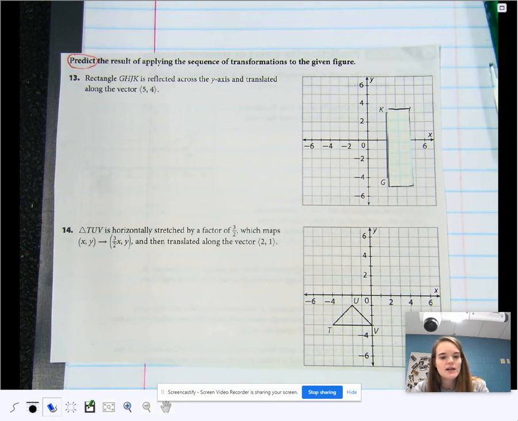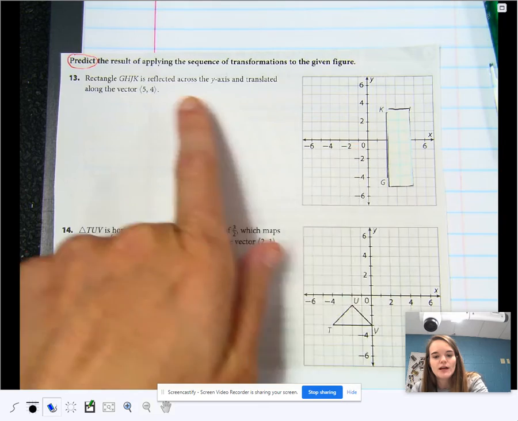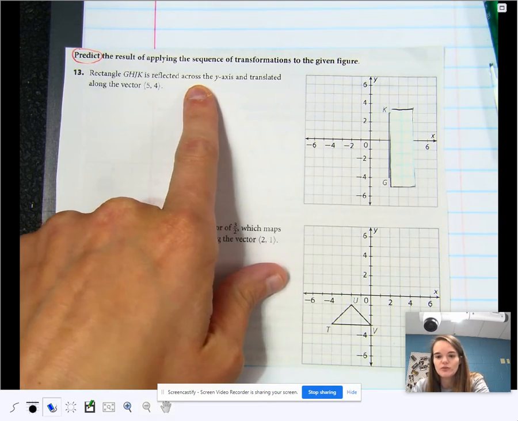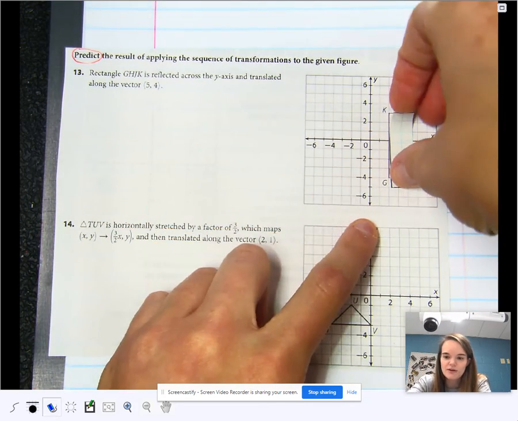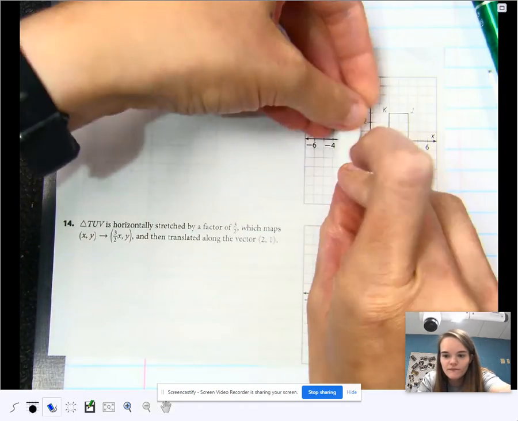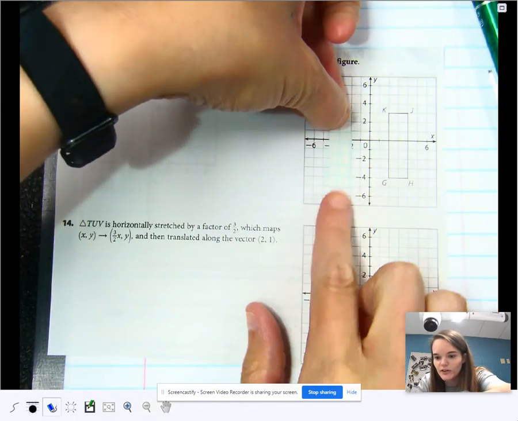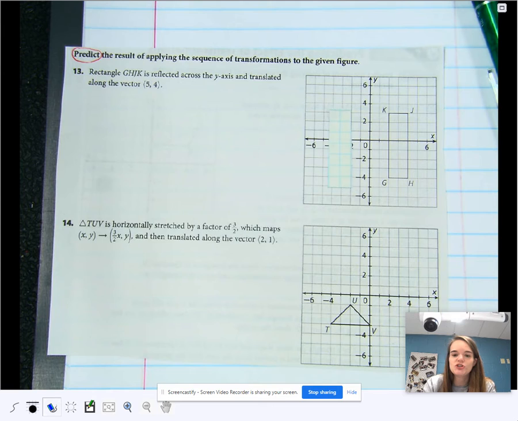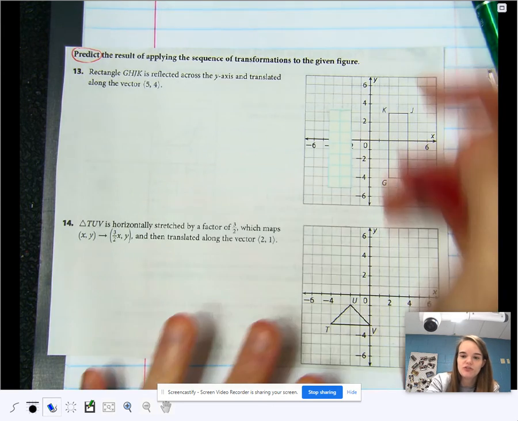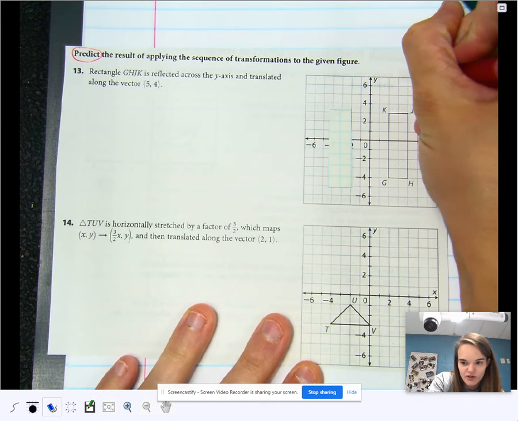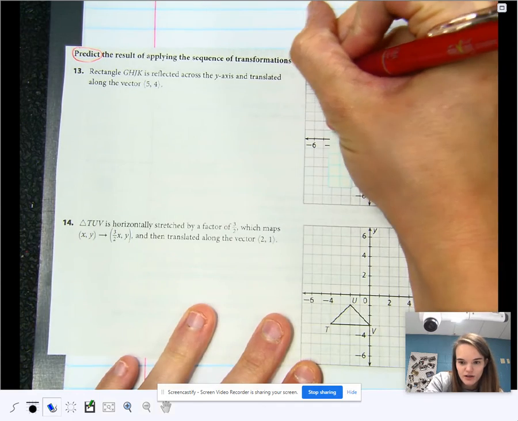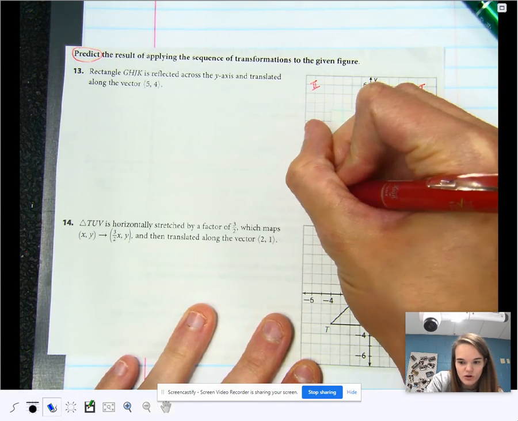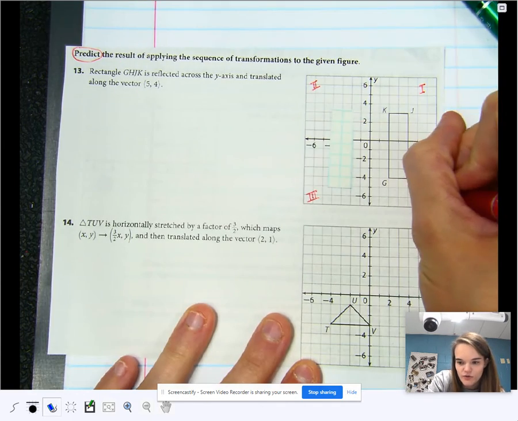Okay, so it says we've got a rectangle here, and it's going to be reflected across the y-axis. Well, here's the y-axis. So if I reflect it, it's going to be over here. To describe this, we're actually going to list the quadrants to predict and talk about it. I got quadrant 1, quadrant 2, quadrant 3, quadrant 4.